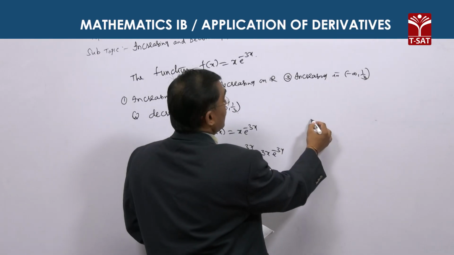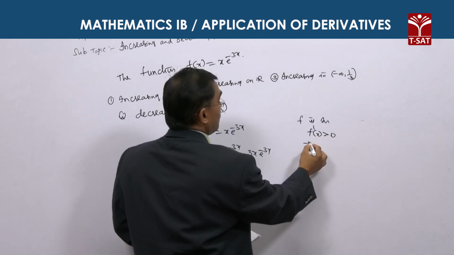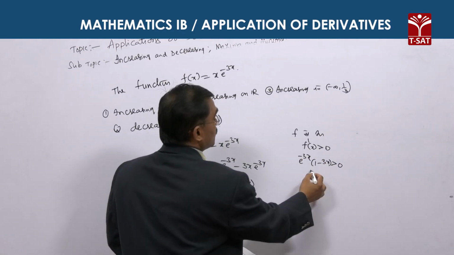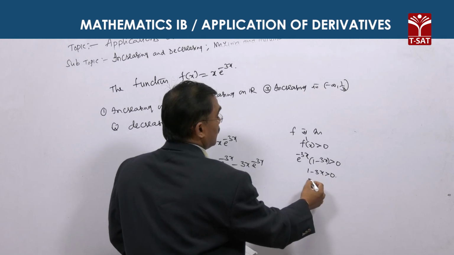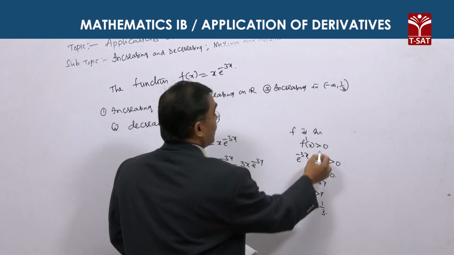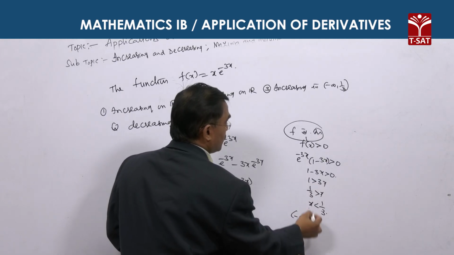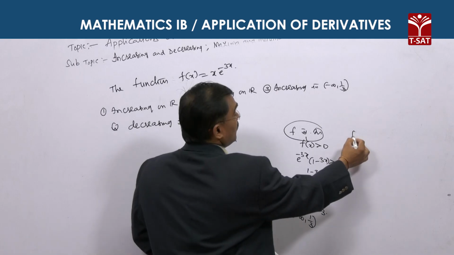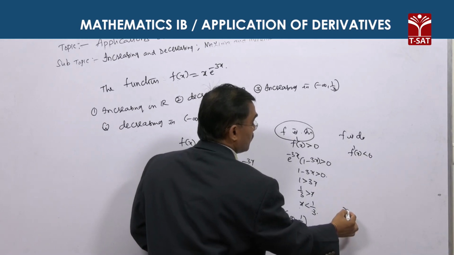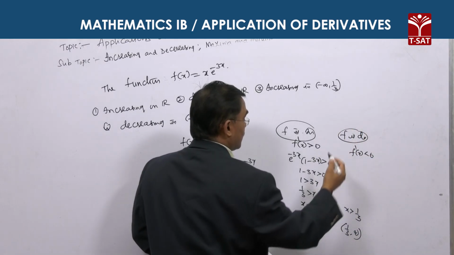Next, observe if f is increasing, then f'(x) is positive. e^(-3x) times (1 - 3x) is positive. e^(-3x) is always positive, so 1 - 3x is positive. So 1 > 3x, 1/3 > x, which means x < 1/3. f is an increasing function for x < 1/3, which means from minus infinity to 1/3. In the same way, if f is decreasing then f'(x) < 0. Simplifying, x > 1/3, which means 1/3 to infinity is a decreasing function.